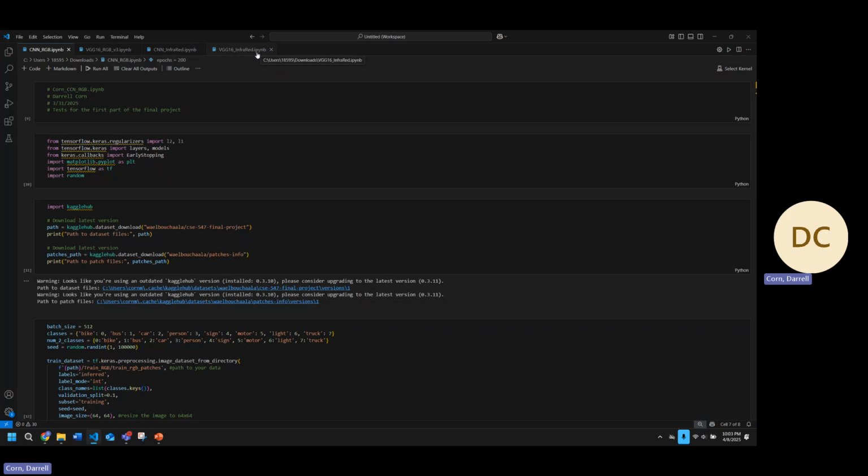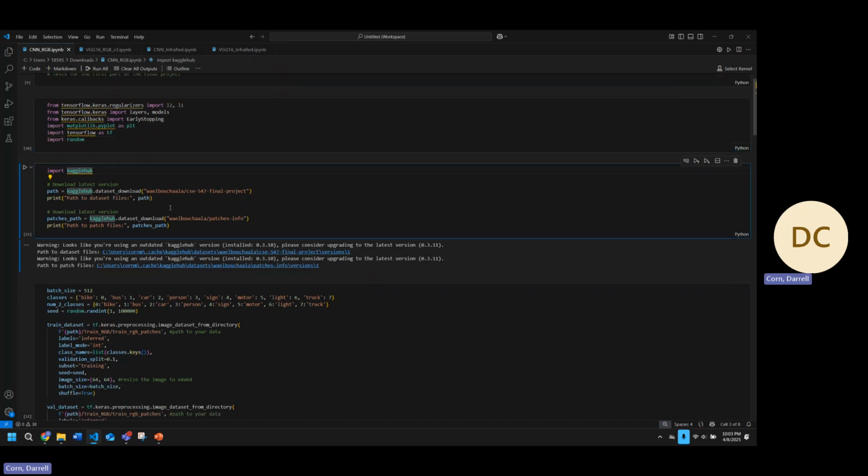Okay, so this is my Jupyter notebook for my CNN model for the RGB dataset. I've split it into four different scripts, and all of them are pretty similar. So one of the first ones should take the longest. I first bring in all my Python packages. Then here I import the Kaggle data.